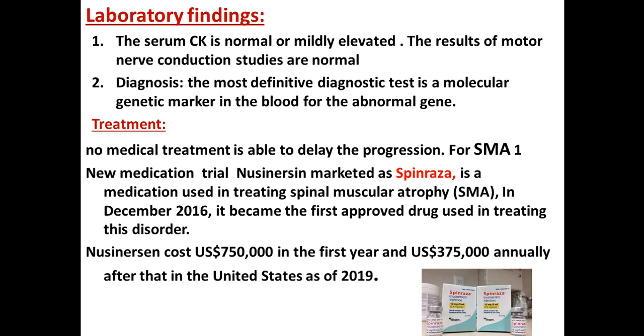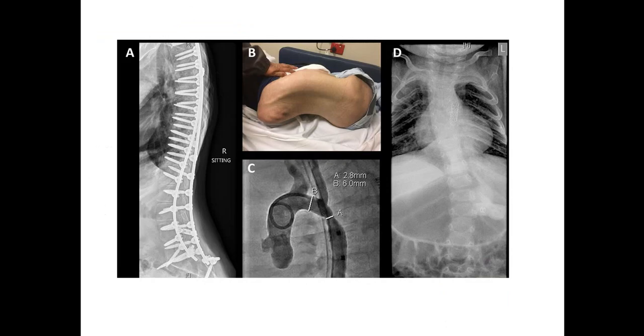Earlier it cost $750,000 in the first year, and then annually after that in the United States. As of 2019 the cost was $375,000, and they should receive the medication intrathecally to decrease the progression of the disease and to improve lifespan.